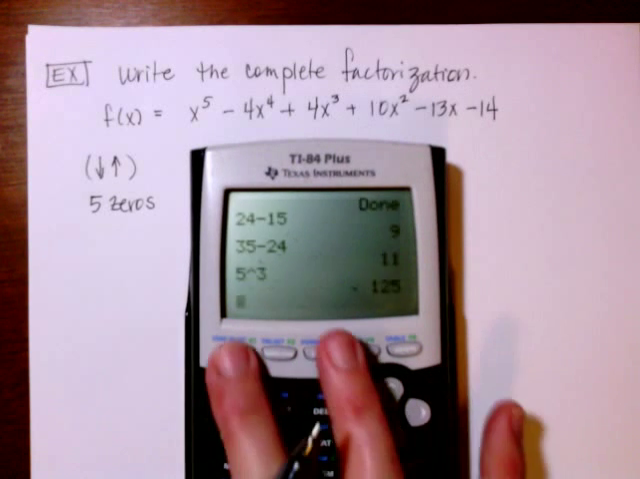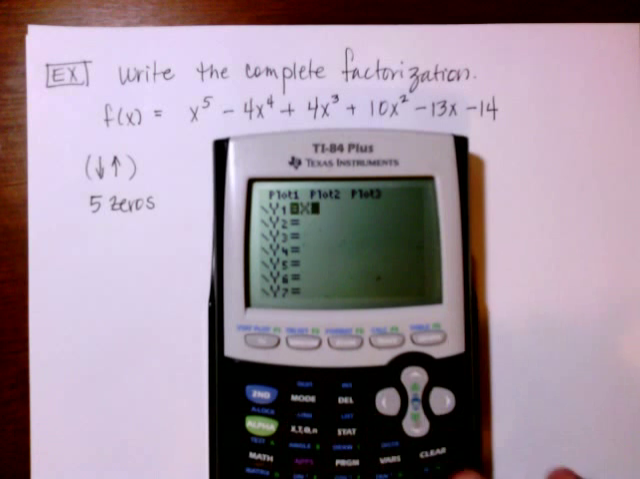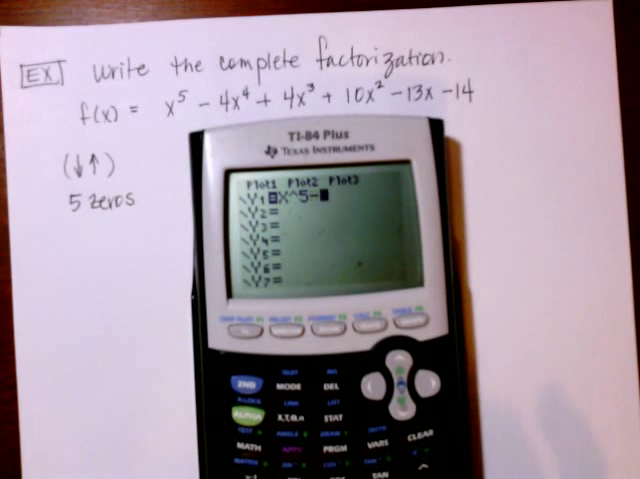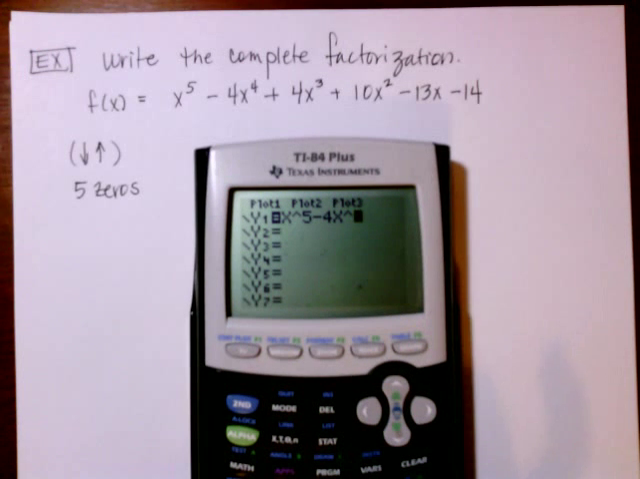Okay, so I'm going to go to my y equals. I'm going to enter my equation. So I have x to the 5th minus 4x to the 4th. Make sure I, forgot the 4.